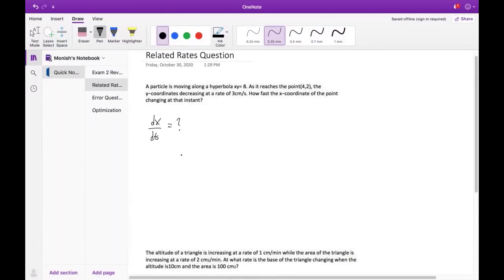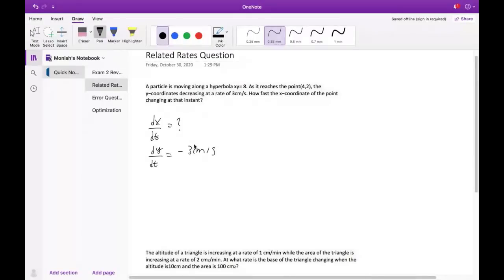So you want to first find out what the question's asking you to solve for, and then you need to set up an equation involving that variable and the function they give you. So they give you xy is equal to 8, and they give you the point 4 comma 2, and they give you dy over dt also. So they say dy over dt is equal to -3 centimeters per second.